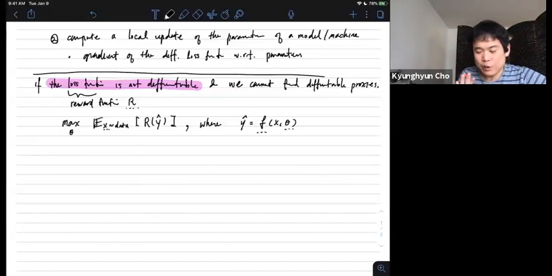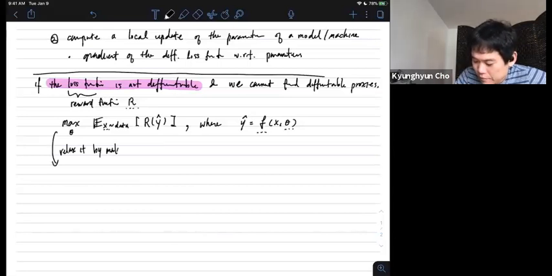It turned out that solving this problem is next to impossible. It's very, very difficult. So instead, what we want is to relax this problem by making it probabilistic.